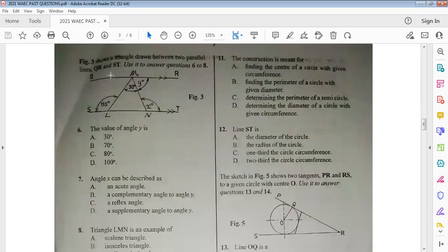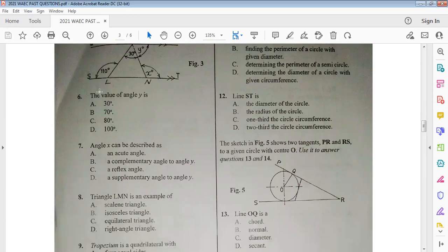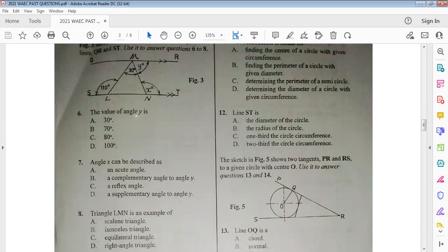We have to use this diagram to answer questions 6 to 8. As we have here, figure 3 shows a triangle drawn between 2 parallel lines, QR and ST, used to answer questions 6 to 8. Question 6 says, what is the value of angle y? As we have in this triangle, the exterior angle is 110. So it means that angle MLN is 70. That is, if we subtract 110 from 180, that will give you 70.